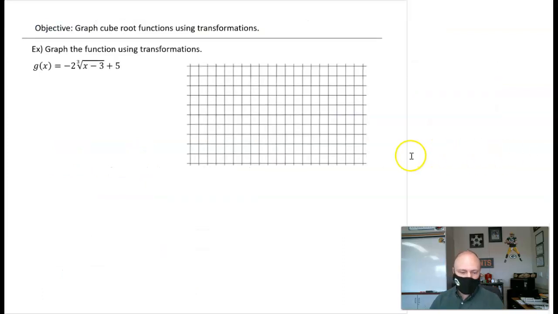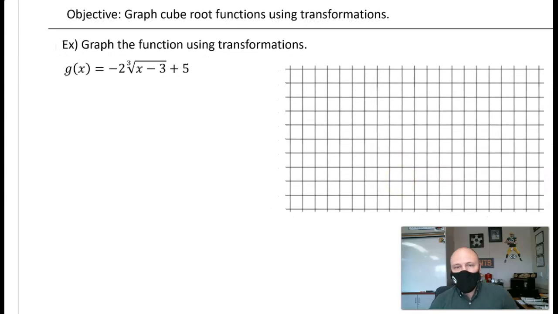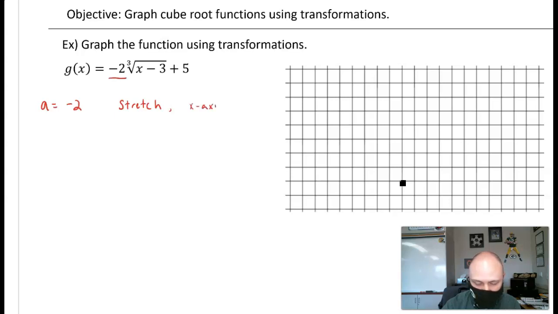Here is our last example. We're asked to graph the function using transformations. And again, my a value is -2. So this is going to be stretch by 2, as well as a reflection, x-axis reflection.